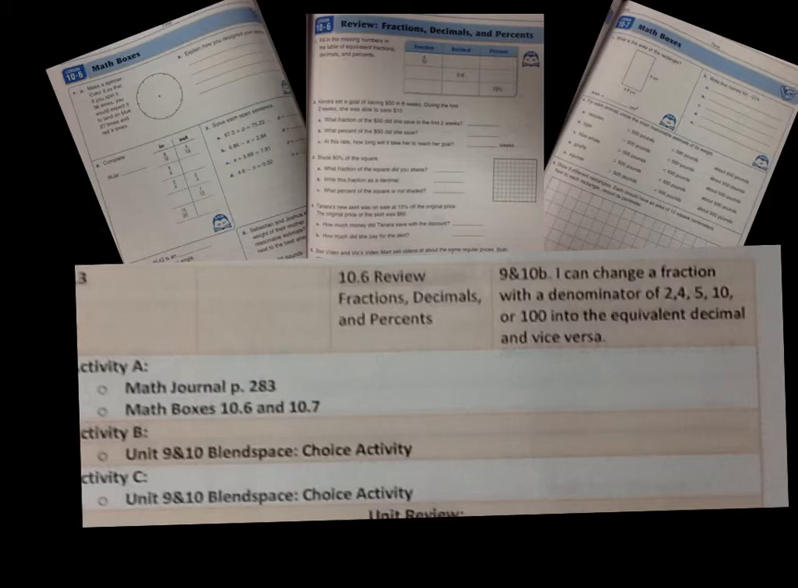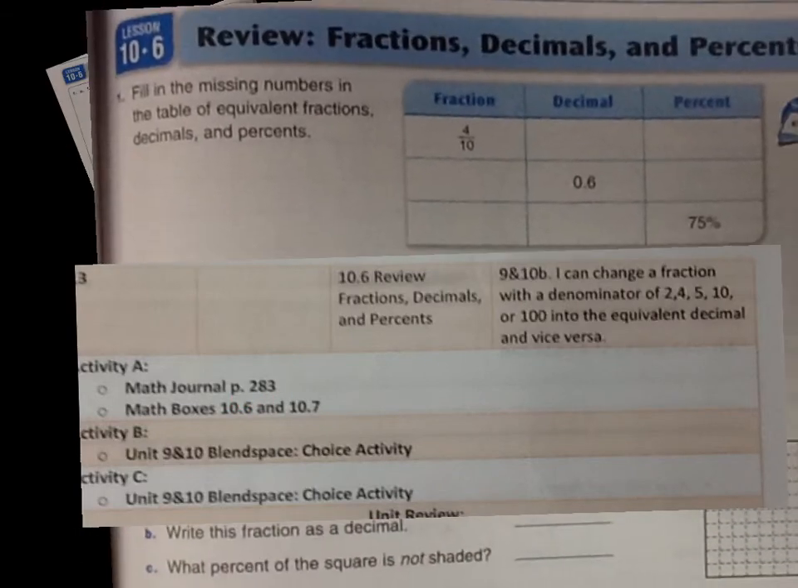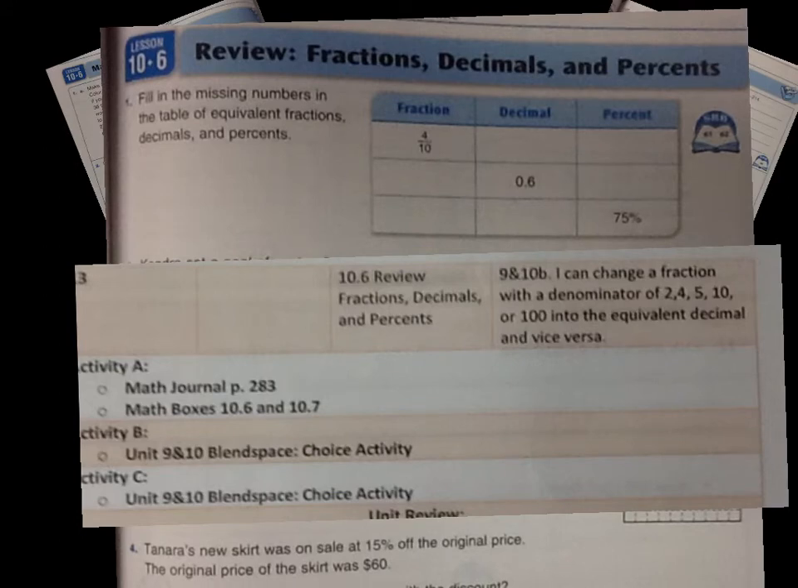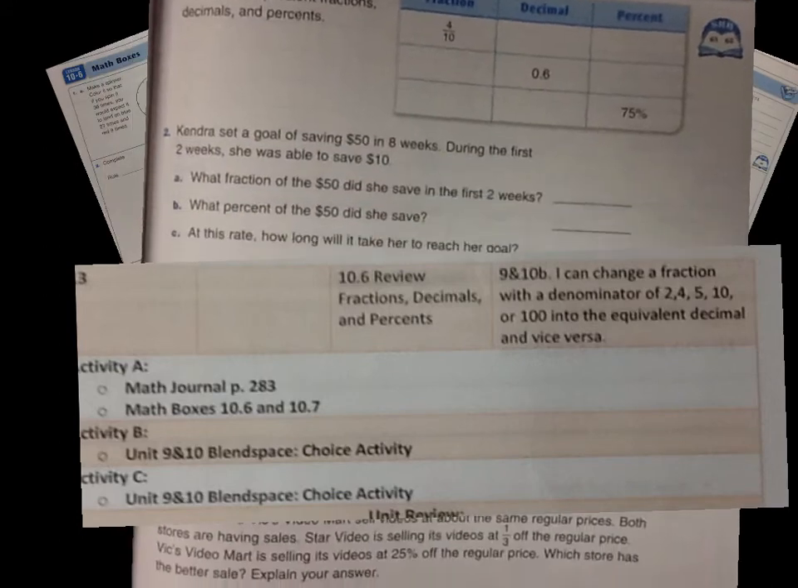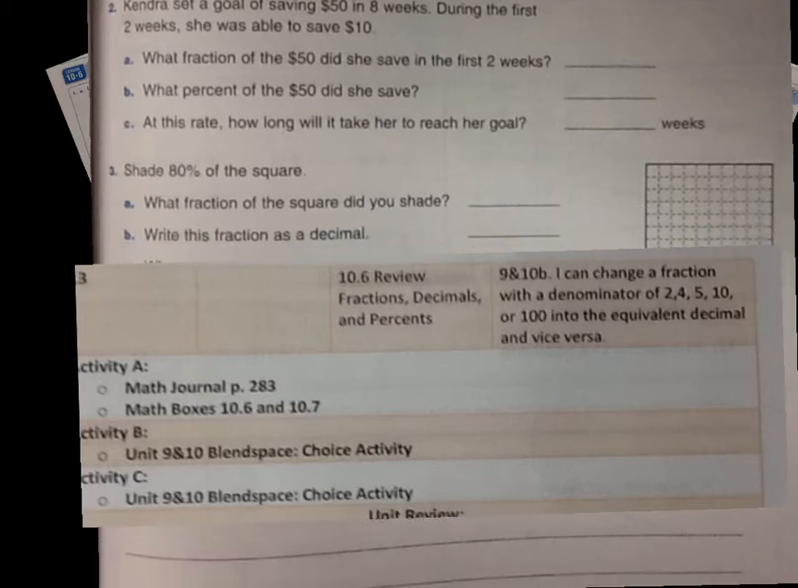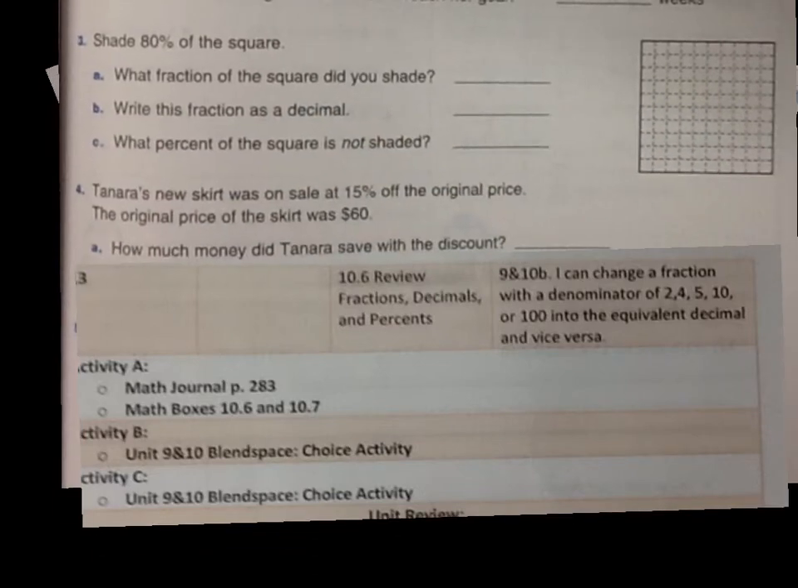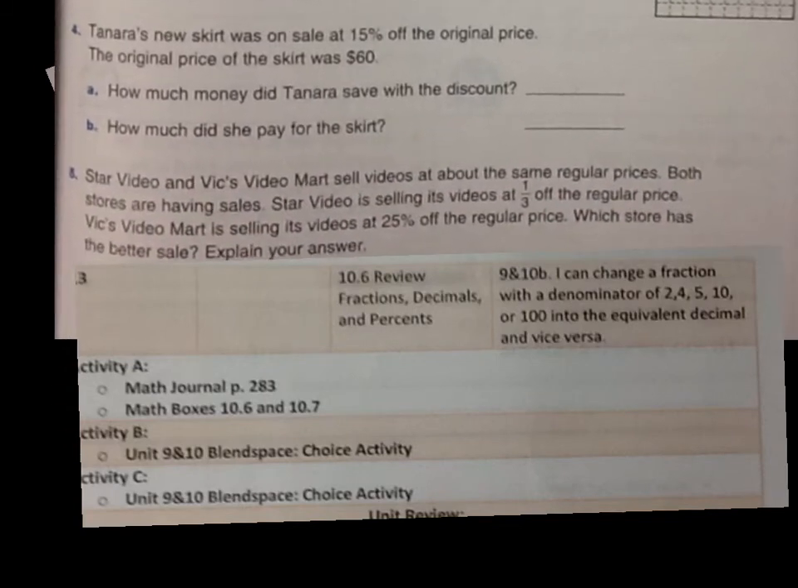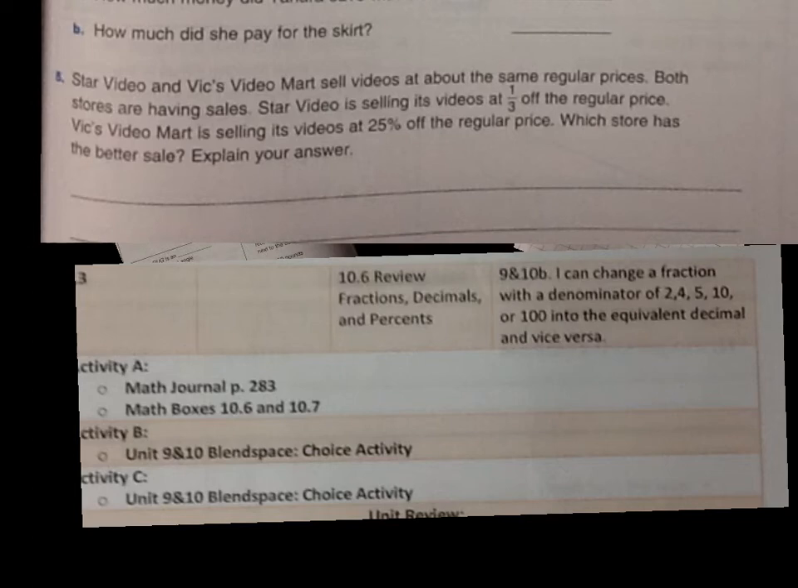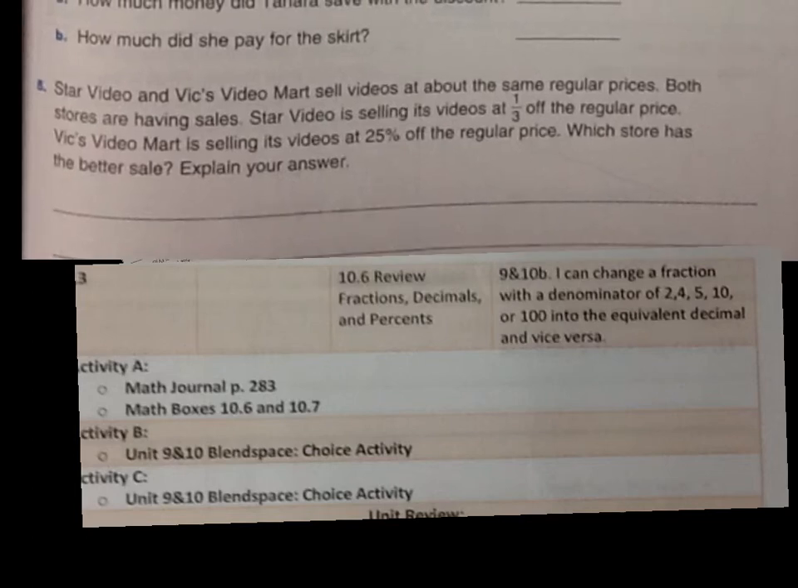Everybody can take out their learning journeys. Make sure you have the date on the top for our activity today, for lesson 10-6. For activity A, you're going to be doing Math Journal, page 283, which is right here. It's just a review of things that we did throughout the unit. So you'll be filling in numbers in the table, looking at a word problem for amount of savings, and then the fraction of the dollar amount, looking at a percent of, and then a percent of word problem, and then another word problem with percent and fraction and comparing the two.